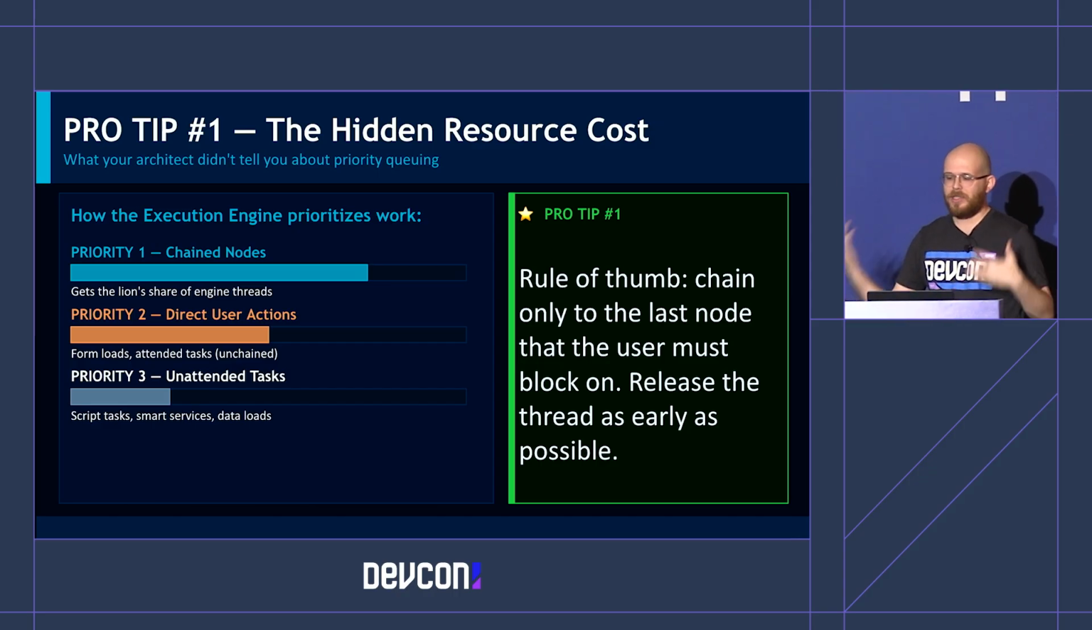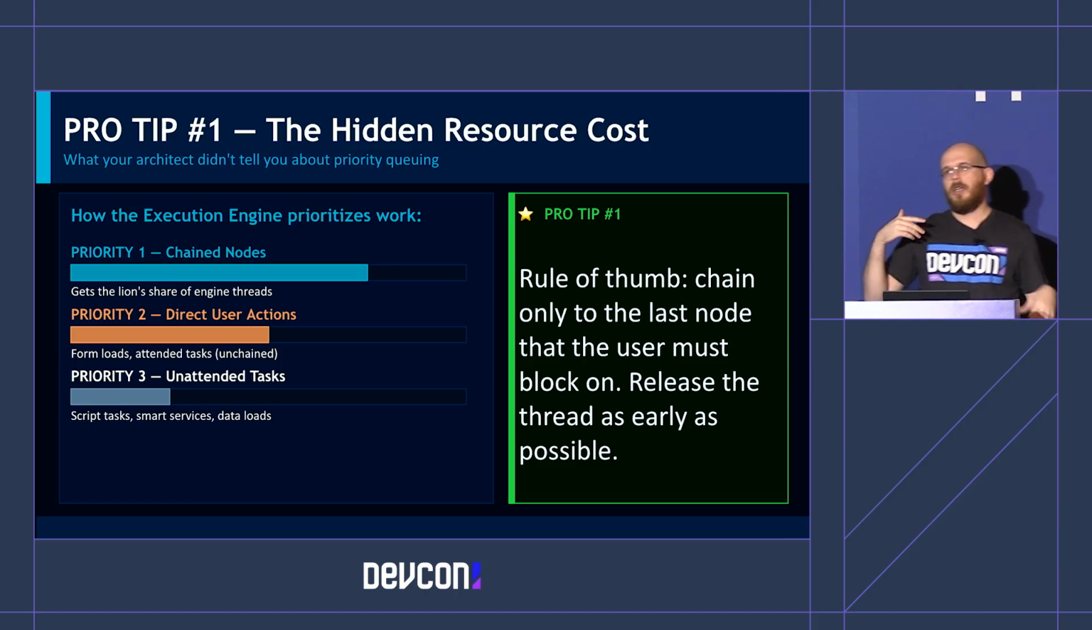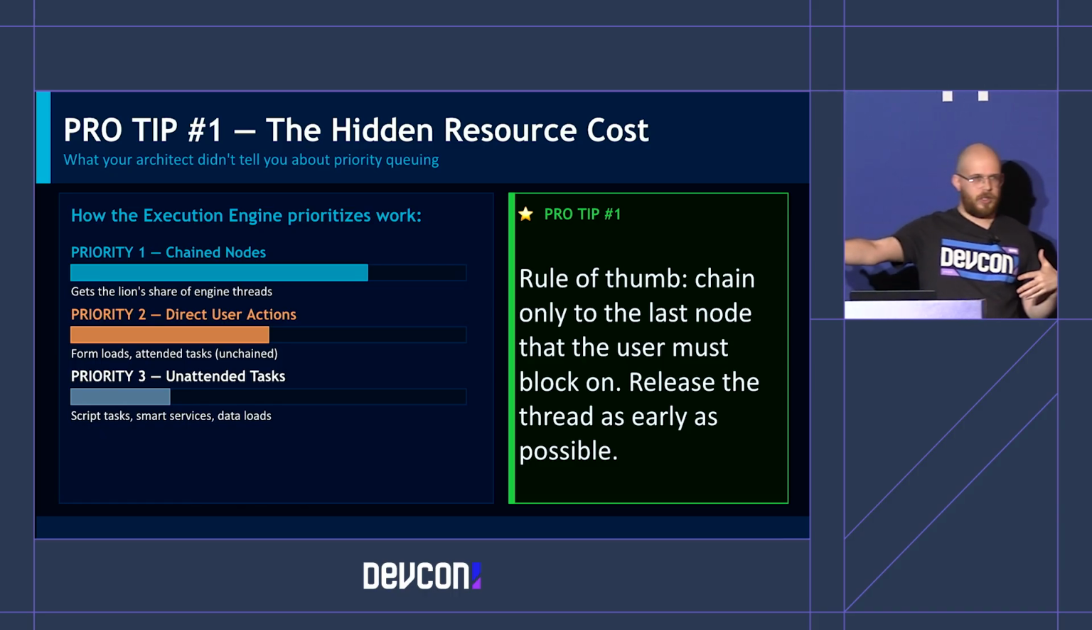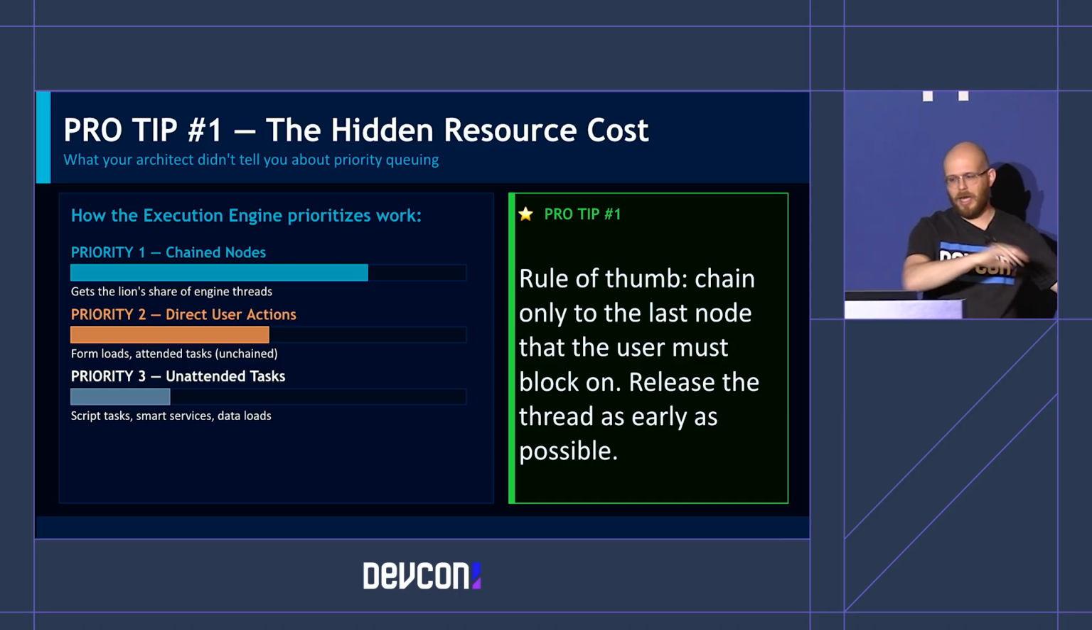So the rule of thumb is to chain only to the last node that the user needs. For instance, chain to the last user input form, and then if there are some writes that have to happen after that, we can release the chain, we can let it go, because that's taking from stuff elsewhere.